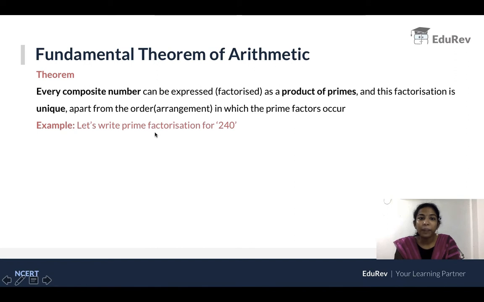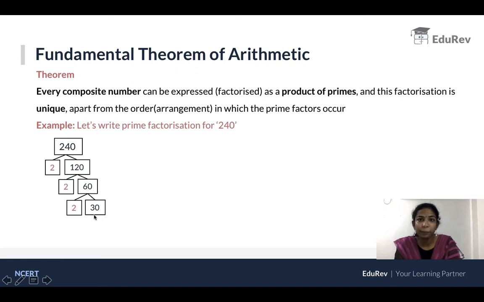Let's write the prime factorization for 240. I'm using factor tree method. If you find long division method easier, you can use that also, the continued division method. So 240, how can I write? Simply 2 into 120. 2 is a prime number, so I'm not disturbing that. 120, how can I write? 2 into 60. And 60, 2 into 30. And 30, how will I write? 2 into 15. And 15, I'll write it as 3 into 5.